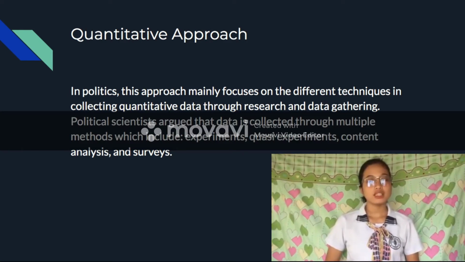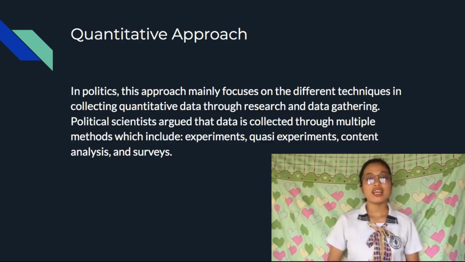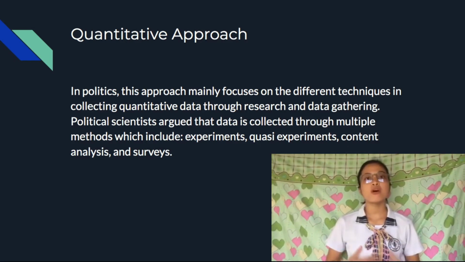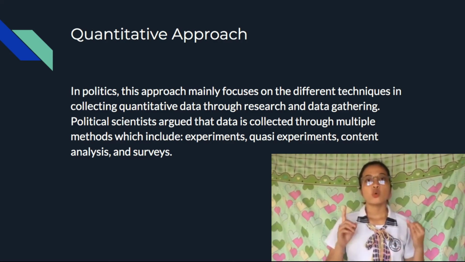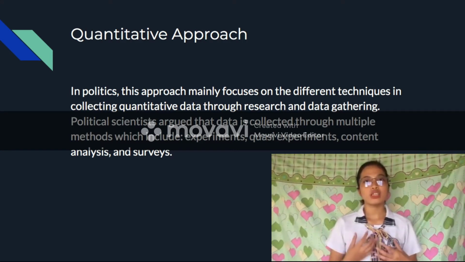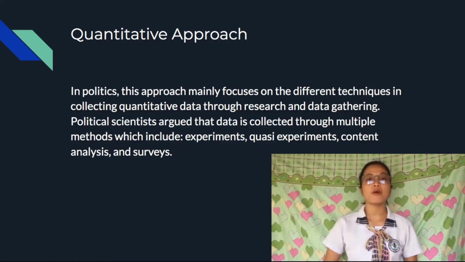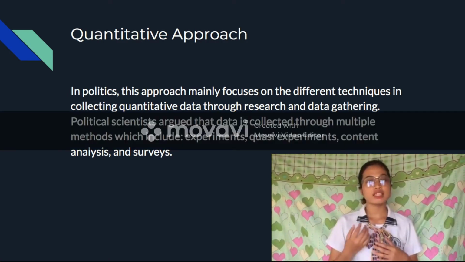But political scientists argue that data is collected through multiple methods, which include experiments, content analysis, and surveys. This approach is a process of inquiry to identify the problem based on testing a theory, and it could be through gathering numbers and analyzing them with statistical techniques.